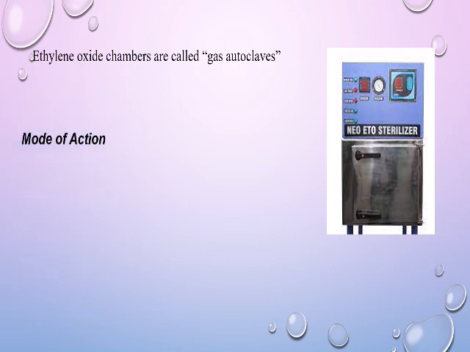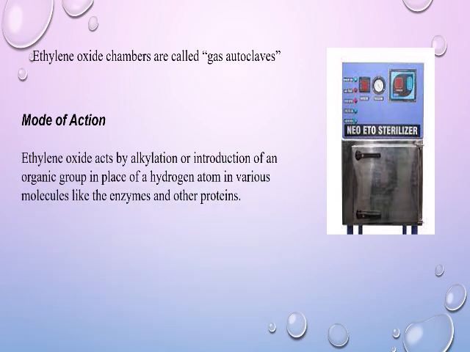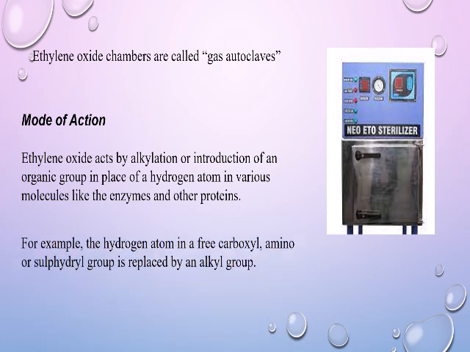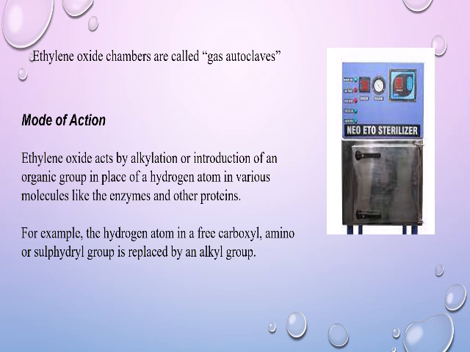for sterilization purposes. The mode of action: ethylene oxide acts by alkylation and introduction of an organic group in place of a hydrogen atom in various molecules like enzymes and proteins. For example, the hydrogen atom in a free carboxyl, amino or sulfhydryl group is replaced by an alkyl group.